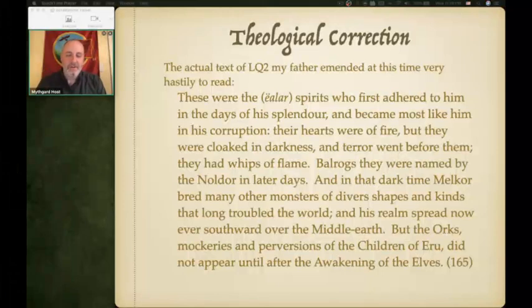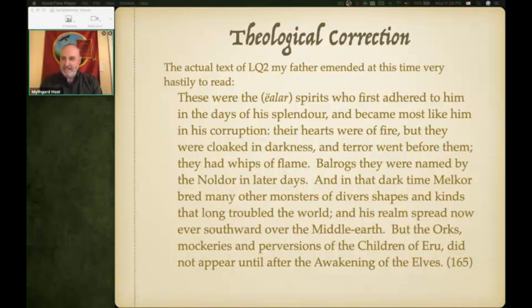The actual text of LQ2, that is the later text, my father amended at this time, very hastily, to read, "These were the Ealar, spirits, who first adhered to him in the days of his splendor, and became most like him in his corruption. Their hearts were of fire, but they were cloaked in darkness, and terror went before them. They had whips of flame. Balrogs they were named by the Noldor in later days, and in that dark time Melkor bred many other monsters of divers shapes and kinds that long troubled the world, and his realm spread now ever southward over the Middle Earth. But the orcs, mockeries, and perversions of the children of Eru did not appear until after the awakening of the elves."